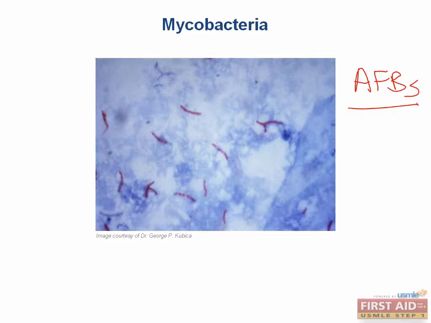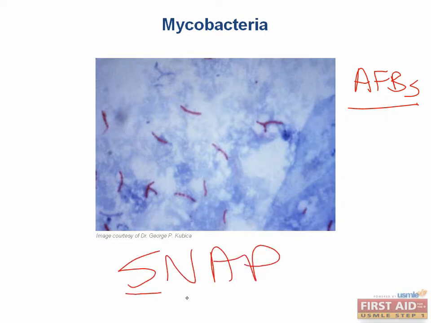Do you remember what other bacteria is acid-fast? We just talked about it a few seconds ago. The answer is Nocardia. And what did I say was the antibiotic of choice for Nocardia? Oh, snap! For Nocardia, it's going to be sulfonamides.